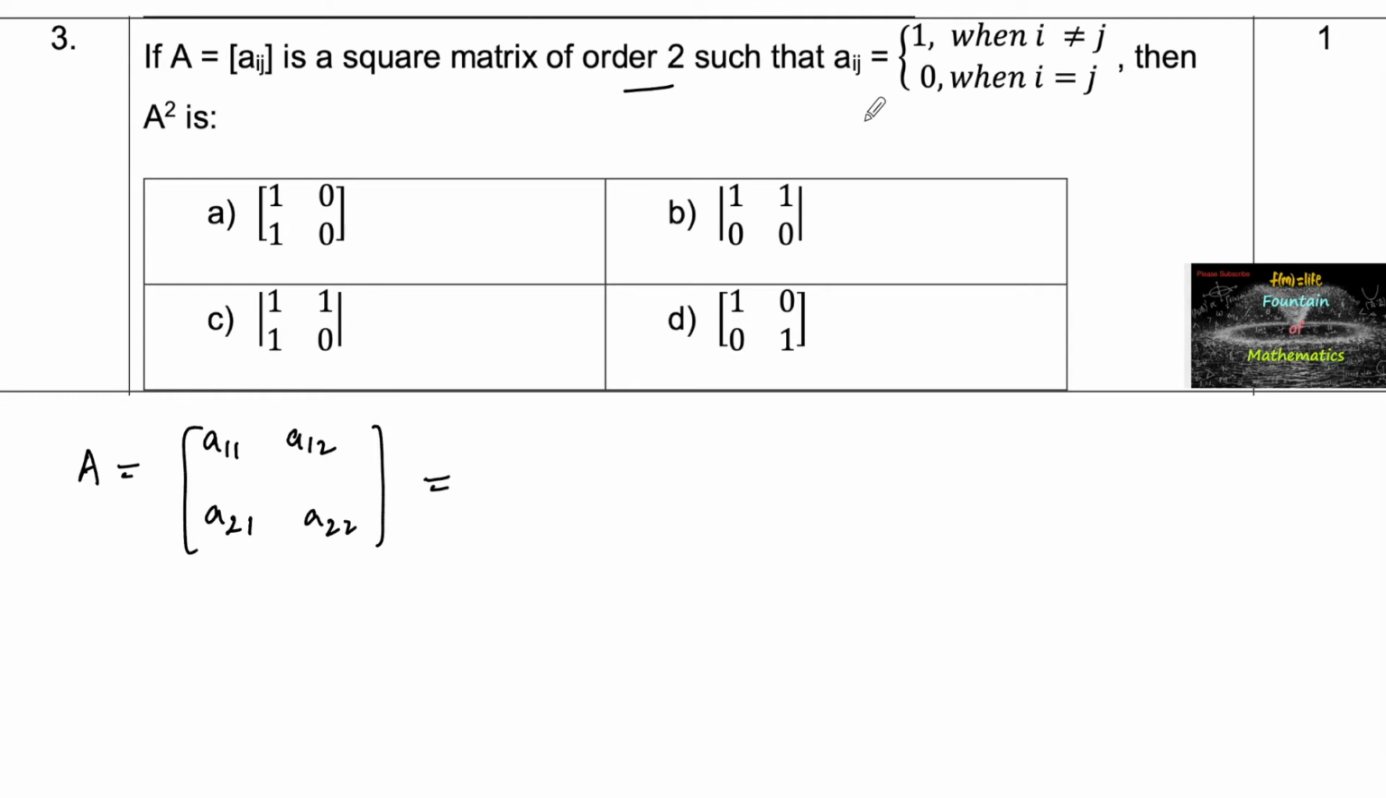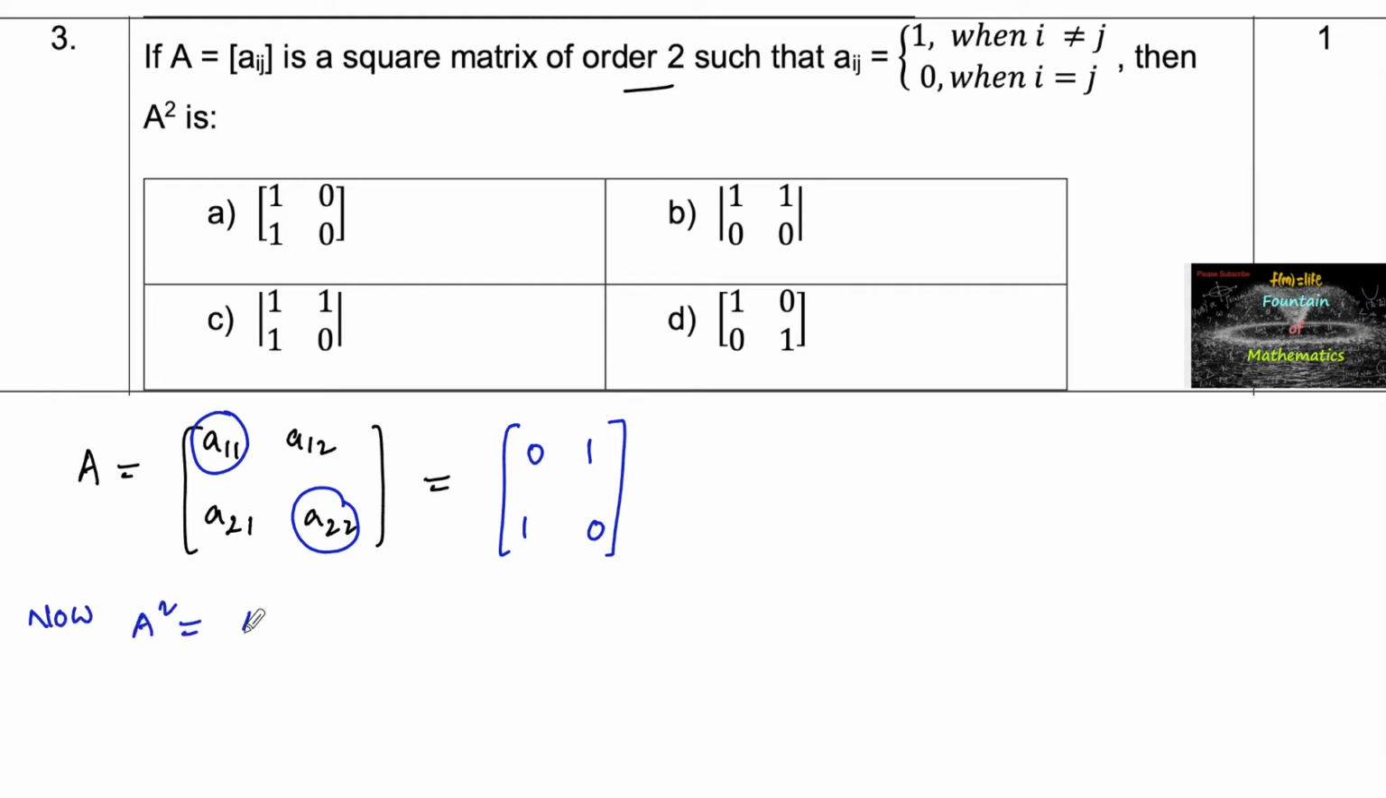and it is also given for us, it is 1 when i not equals to j and 0 when i is equal to j. So the first row first column element, and second row second column element where i is equal to j, 1 1 and 2 2, we can make 0, and for i not equals to j we can take 1. So this is the matrix A.